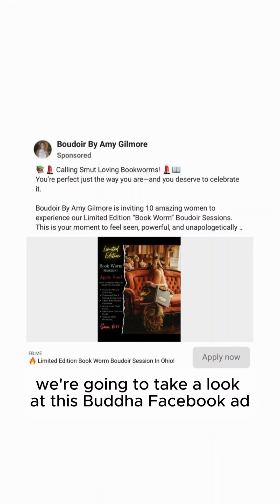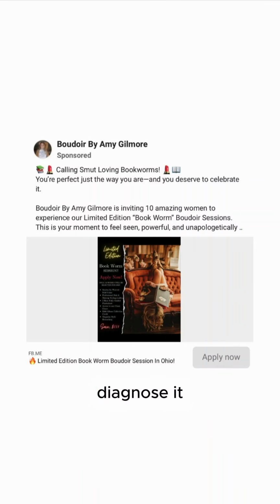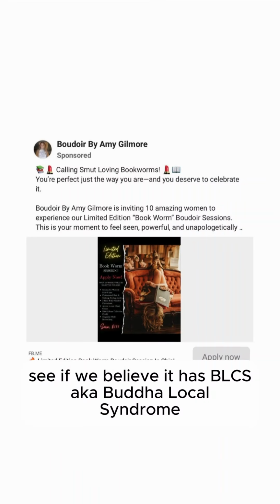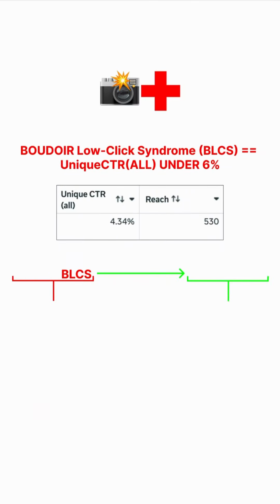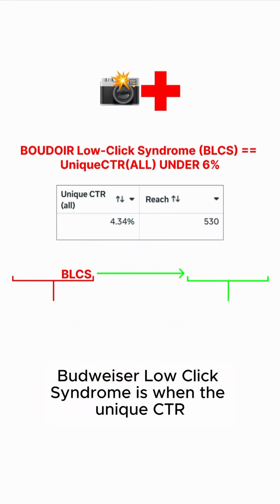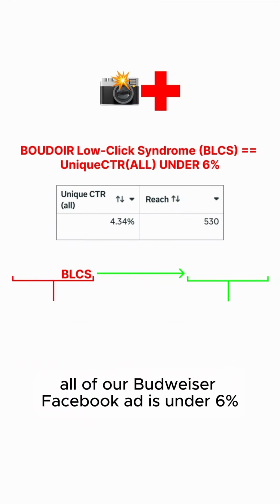All right, we're going to take a look at this Boudoir Facebook ad, diagnose it, see if we believe it has BLCS, aka Boudoir low click syndrome. So BLCS, Boudoir low click syndrome, is when the unique CTR of our Boudoir Facebook ad is under 6%.